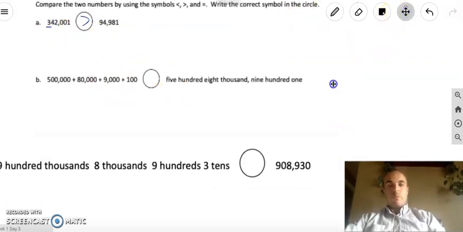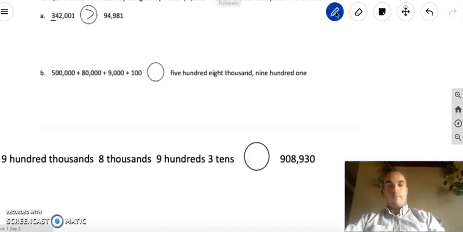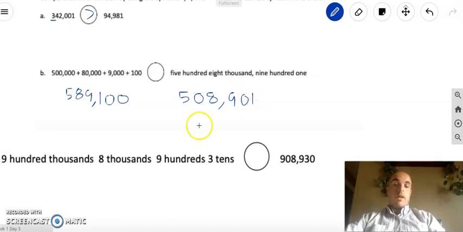Let's look at this one. We're going to start blending our word form and our expanded form. I'm not going to try and compare these as they are. I'm going to rewrite these in standard form underneath to make my life so much easier. So I have 500,000, 80,000, 9,000, then 100, and then nothing in the tens or ones. This one, same thing, 500, 8,000, 900, 1.